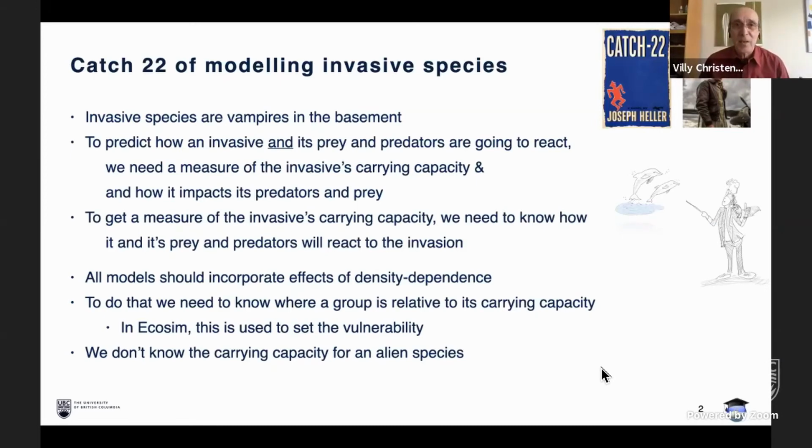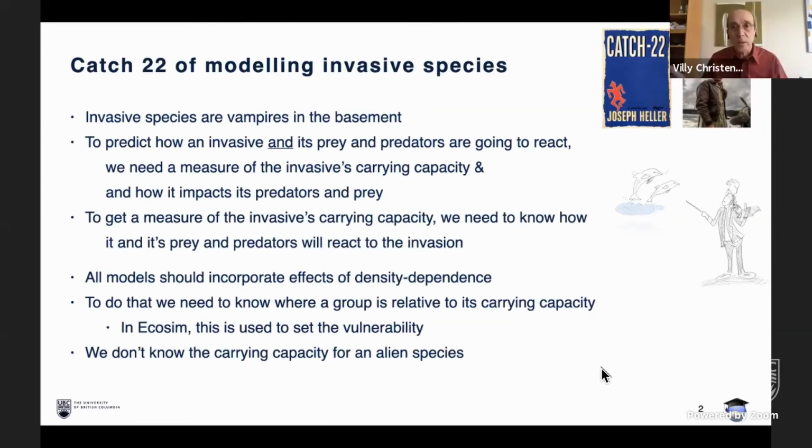That's kind of how it is for modeling invasive species. Coll would call them vampires in the basement. In order to predict how an invasive and its prey and predators are going to react, we need to know something about what the invasive will do, and that relates to carrying capacity and how it impacts its predators and prey. And to get a measure of how it's going to do that, we need to know how it will react to the invasion. So we get into this. In order to predict the invasion, and the effects of the invasion, we need to know what is going to happen when we have an invasion. So that's a catch-22. We can't know it.